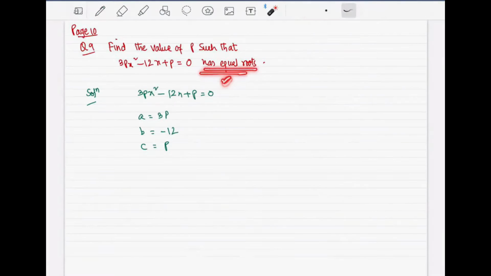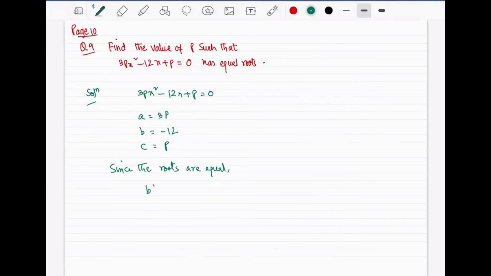It has equal roots. Okay, we have already learned what the condition for equal roots is, right? There is a condition for real roots. In that, there are two conditions: when the roots will be real and equal, and when the roots will be real and unequal. What was the condition for equal roots? The condition for equal roots was that b squared minus 4ac should be 0. So you just put in the values here. Since the roots are equal, b squared minus 4ac is equal to 0.